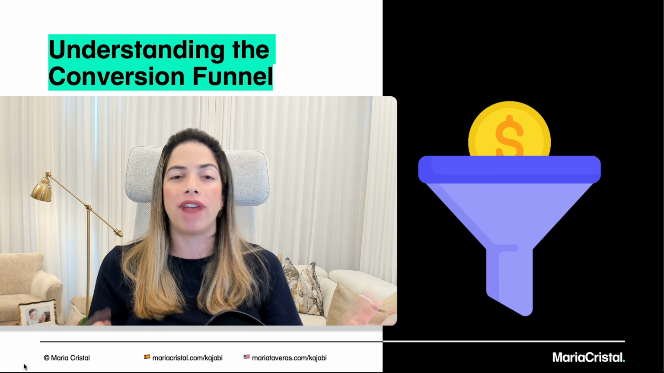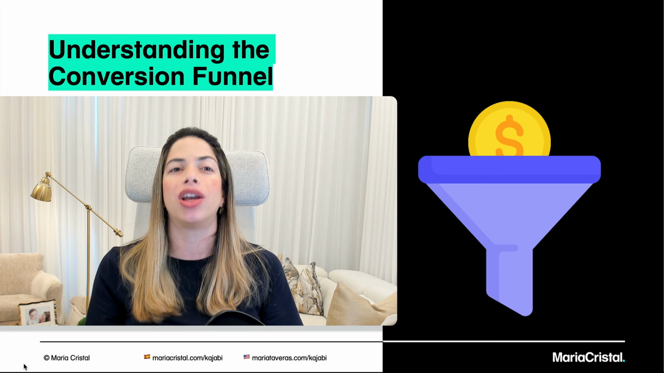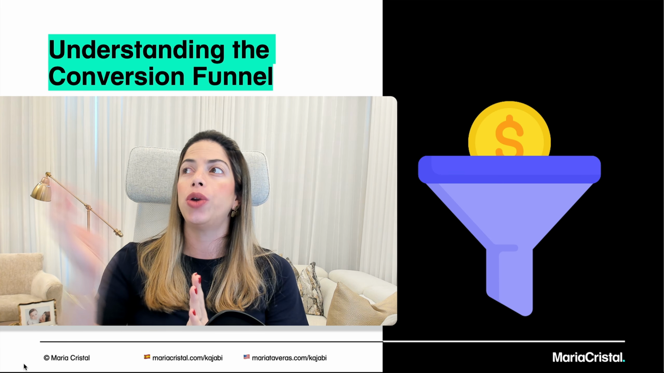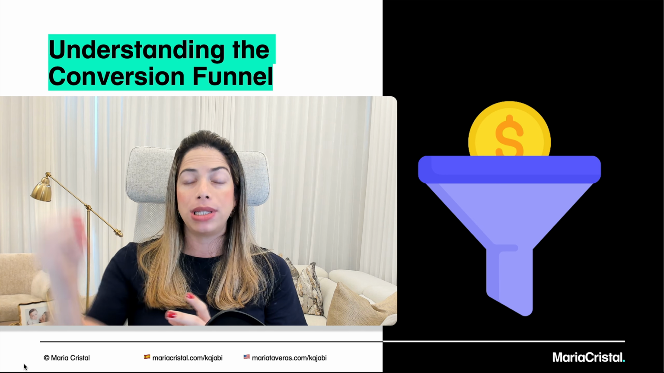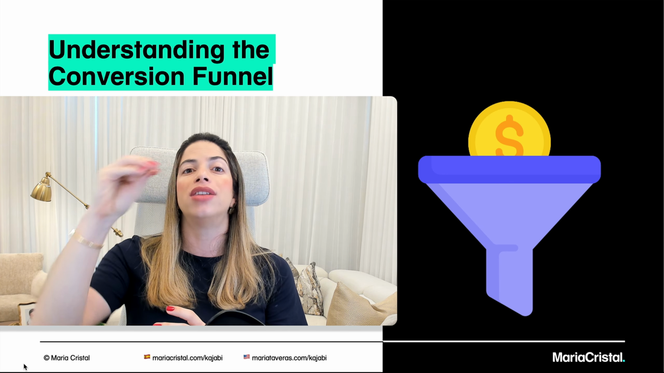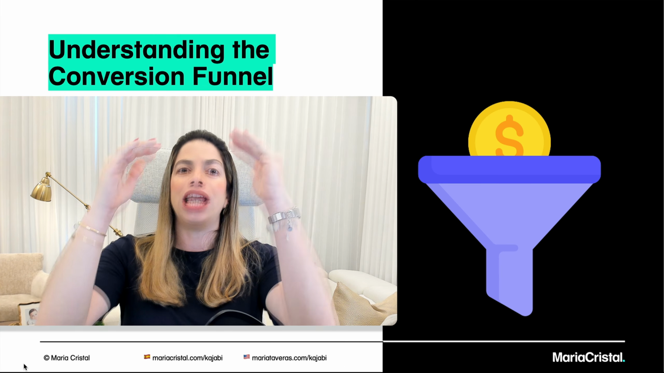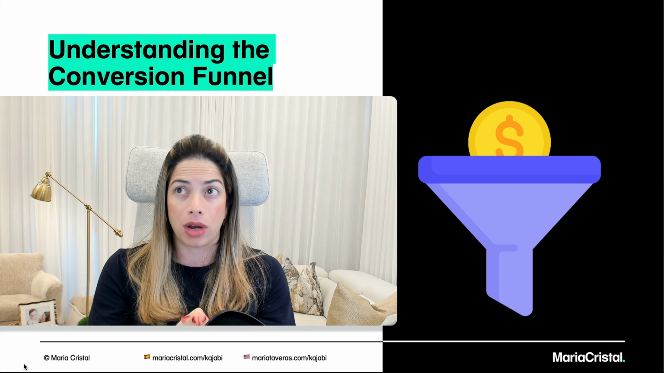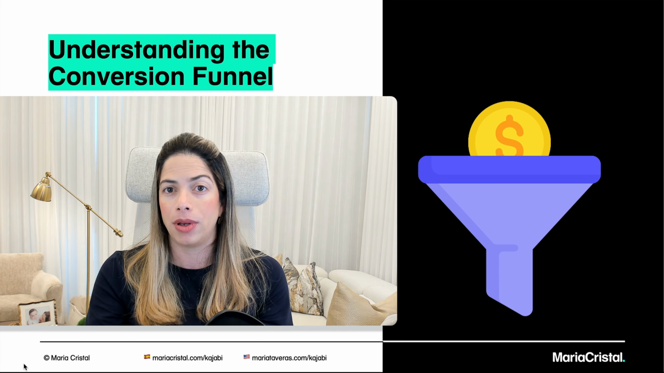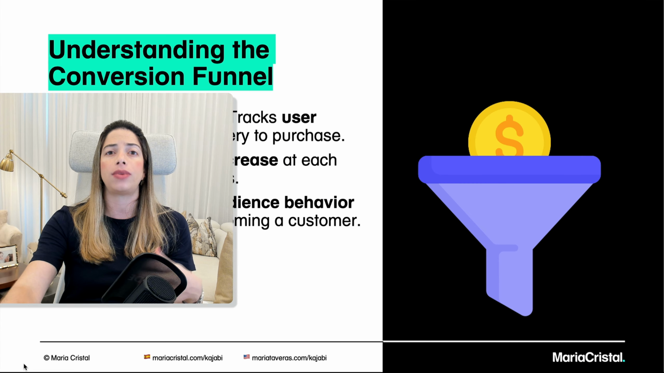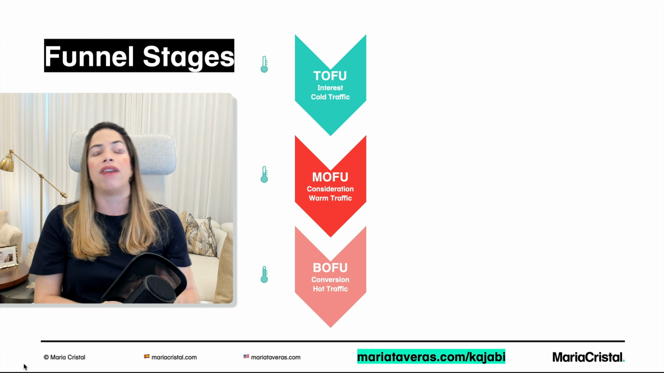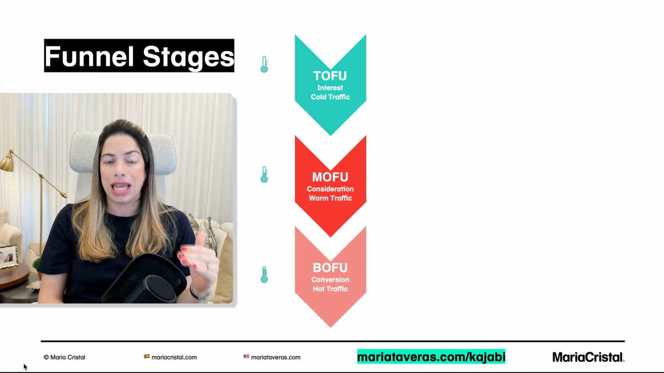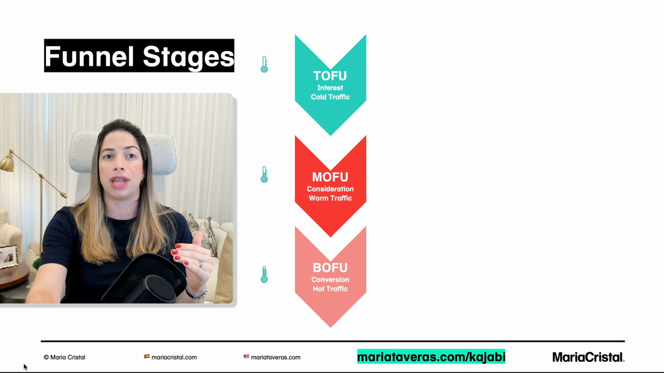I don't want to move on to evergreen funnels without having you understand the conversion funnel. A conversion funnel helps you understand how users interact with your brand from the moment they discover you at the top of the funnel until they become paying customers. At each stage, the number of users typically decreases, making it critical for you to optimize each step while you're in the process, okay? So what are the funnel stages? We have the top of the funnel, the middle of the funnel, and the bottom of the funnel. These are the funnel stages, and I want you to understand them.